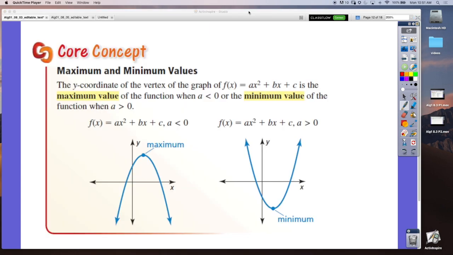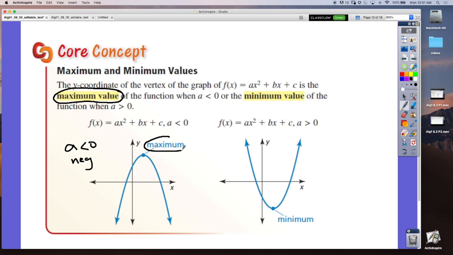Okay, so here's the second core concept of 8.3, and it's pretty straightforward if you understand it. All right, maximum value. Take a look. If your graph is facing down, now why would your graph be facing down? When a is less than 0, when it's negative. Very good. There is a maximum because this is the highest point of the graph, so it's a maximum.